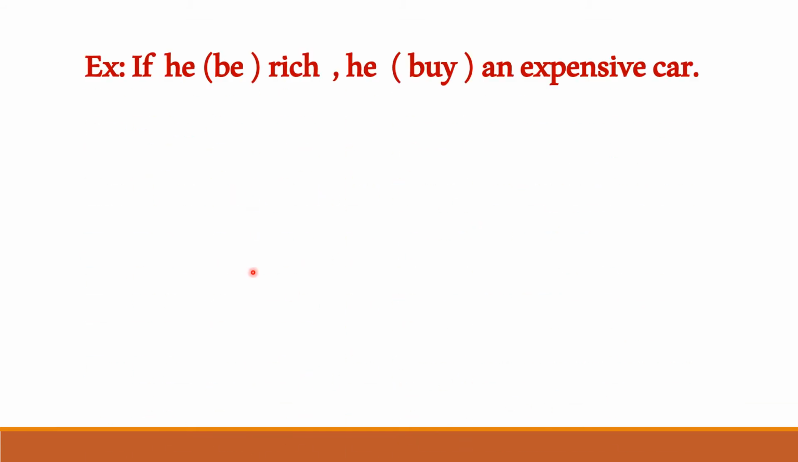So in this example, let's see how the second conditional breaks the rules of grammar and how we use it in different ways. Let's see: If he be rich, he buy an expensive car.